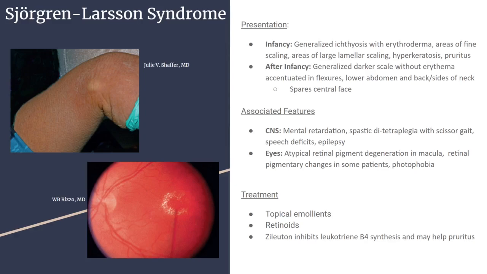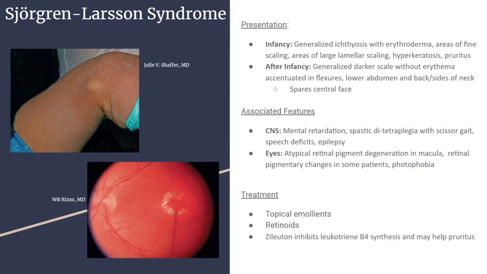Another key with Sjögren-Larsson is the associated features. Just like how we talked about with steroid sulfatase deficiency, Sjögren-Larsson has some associated features as well. In terms of the CNS, features include mental retardation, a scissor gait, speech deficits, and epilepsy. But now the eyes also have a set of findings, and that includes atypical retinal pigment degeneration in the macula and some retinal pigmentary changes as well.